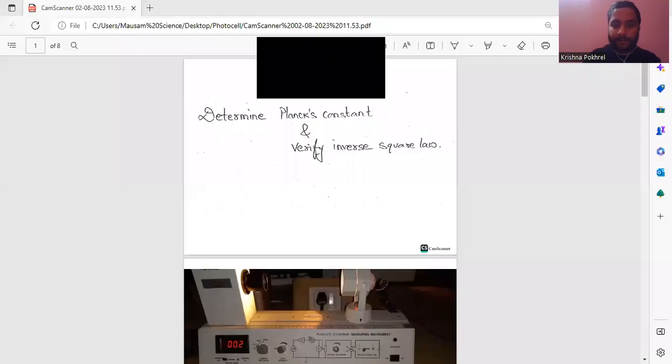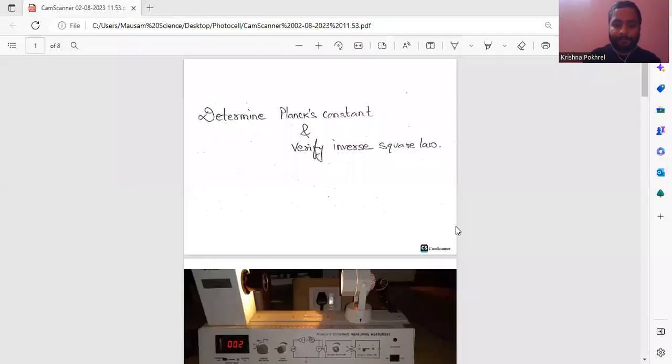Today we are going to learn about verifying the inverse square law and studying the photoelectric effect in a photocell, and how to derive Planck's constant in our physics practical lab. So without consuming any time, I want to move towards the slide which I have prepared.